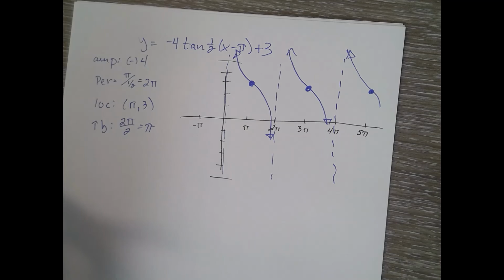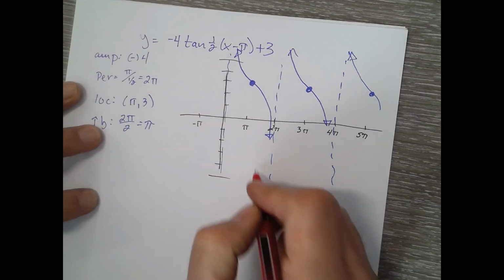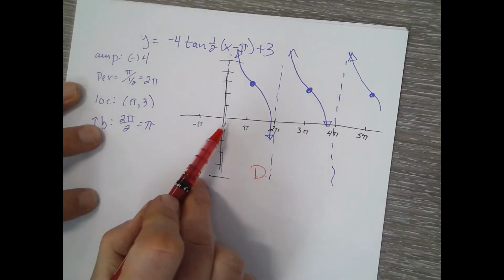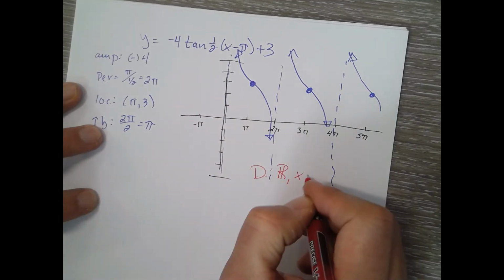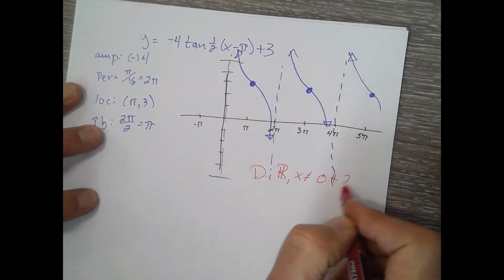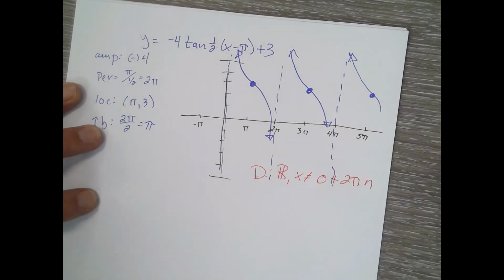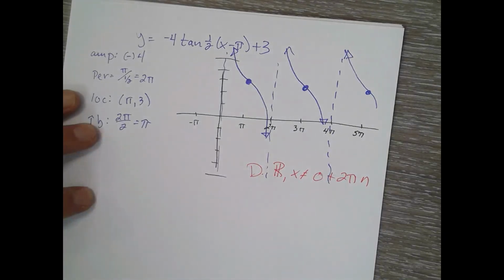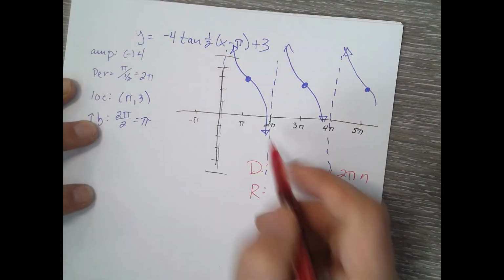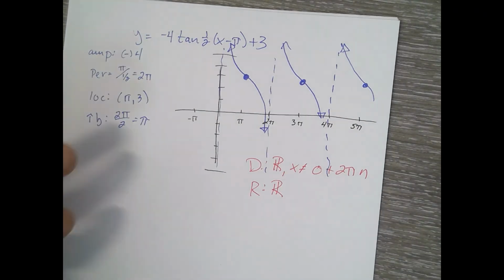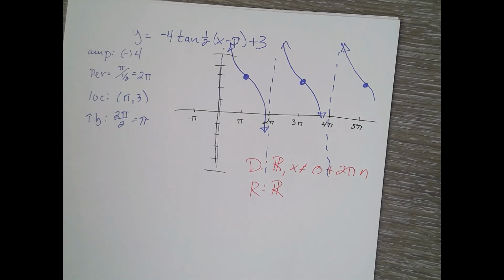All right, so domain would be our first asymptotes, right? Well, it's all real numbers, x not equal to 0 plus 2 pi n. How many got that right? Way better, very good. The range would be all real numbers. Okay, so that is tangent, graphing tangent.